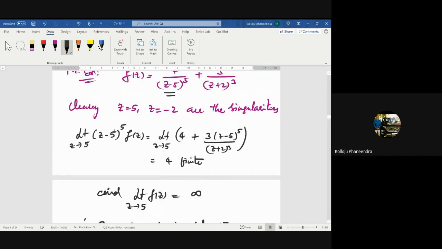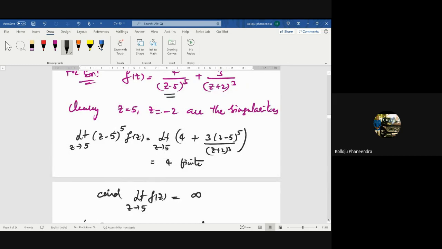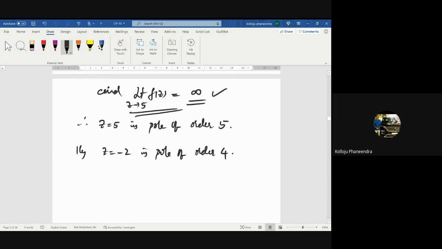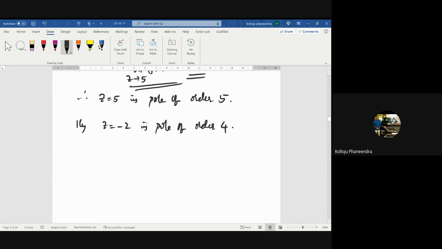To check whether it is removable or not, what do I have to take? Removable singularity means this limit value must be finite. Limit of f of z, z tends to z naught, must be finite. But this is infinite. Anyway, we will do more problems on this.